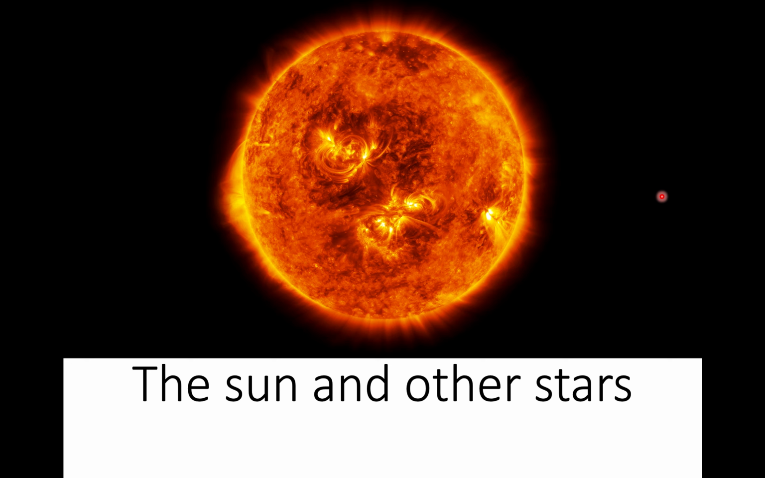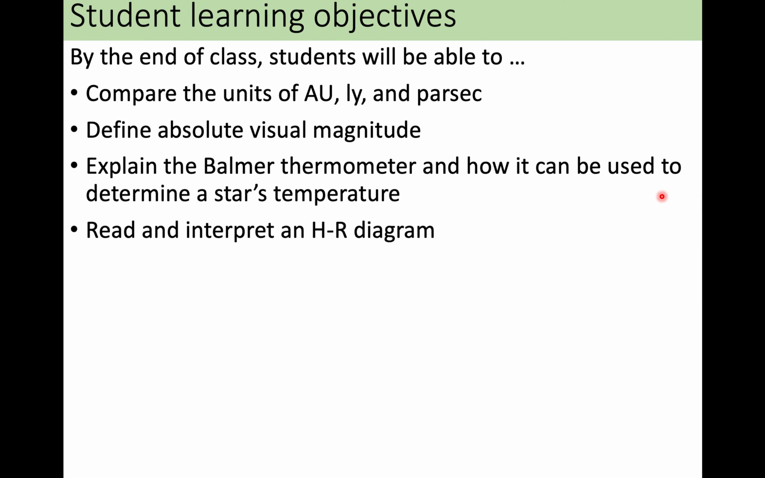Hi everyone. Today we are going to move on from talking about just the sun and begin talking about other stars and stars in general. So for this lecture, we're going to think about units. So the unit of AU, of light year, and a new unit called the parsec. We're going to look at visual magnitude, absolute visual magnitude. We're going to go over and explain the Balmer thermometer and how we can use it to determine the temperature of a star. Then we're going to get into reading and understanding HR diagrams.